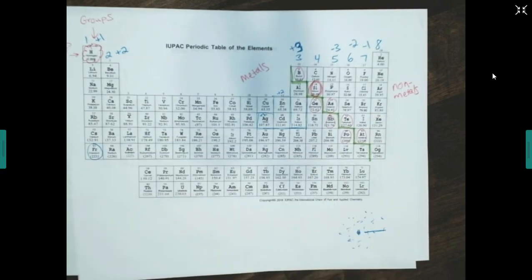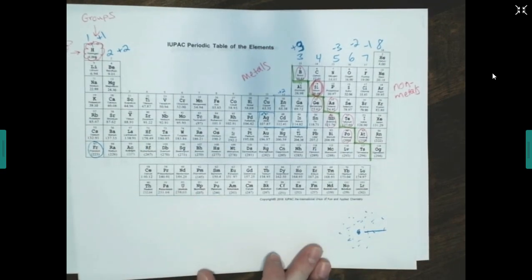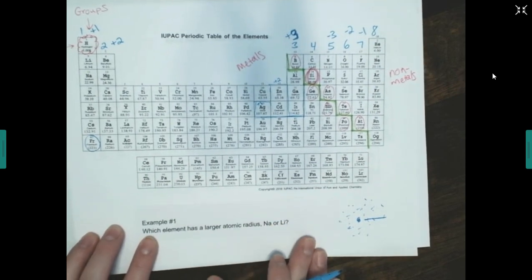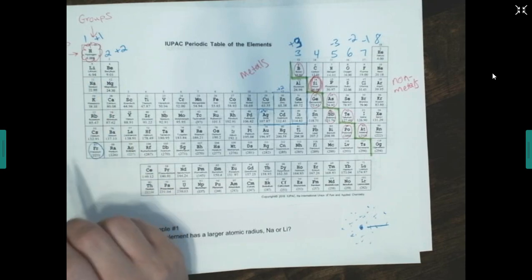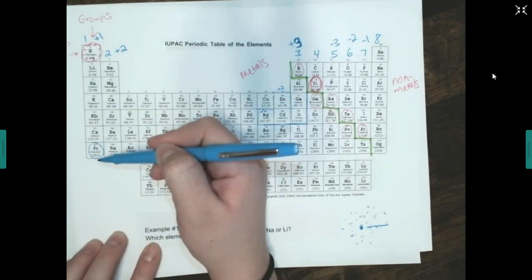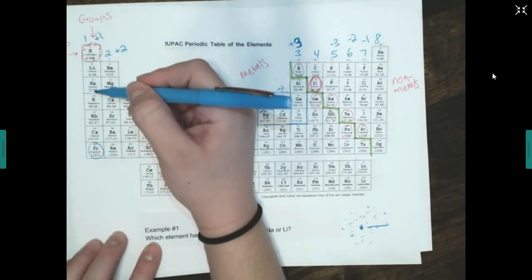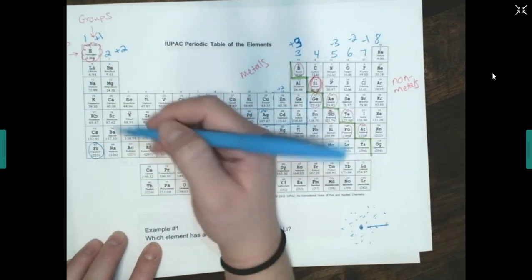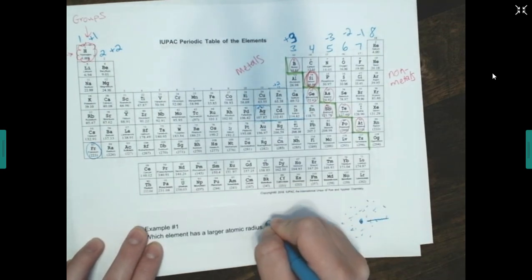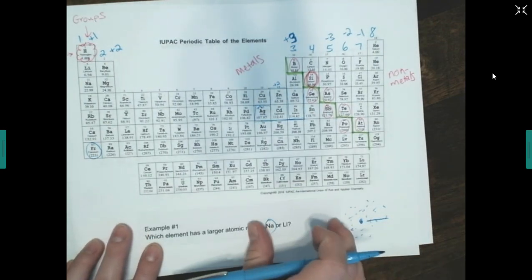Let me do some example questions real fast. The first example says, which element has a larger atomic radius, sodium or lithium? Atomic radius increases towards francium, so which one would have a larger atomic radius? It would be sodium, because it's closer down and to the left. So sodium would have the larger atomic radius.